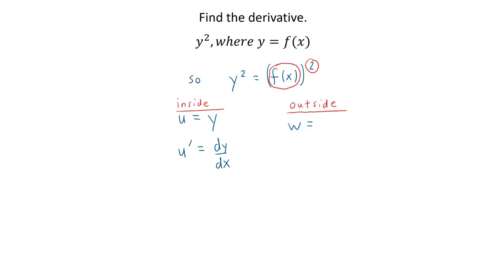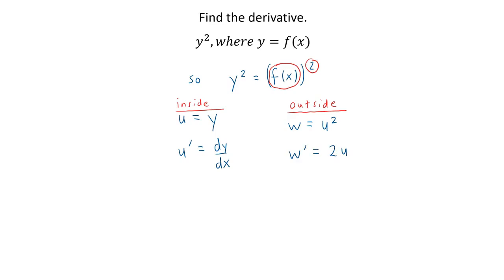Our outside function here we're going to call w, just so there's not so many y's floating around this thing. In our previous videos, when we did examples using the chain rule, we always let the outside function be y. But here we've already got a lot of y's floating around, so I'm going to let the outside function be w in this case. If the inside function, u, is y, then that means the outside function is u squared. And the derivative of w, or w prime, is 2u.